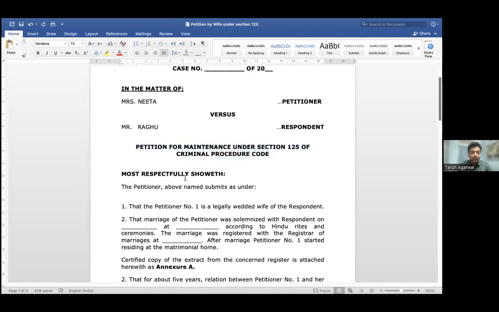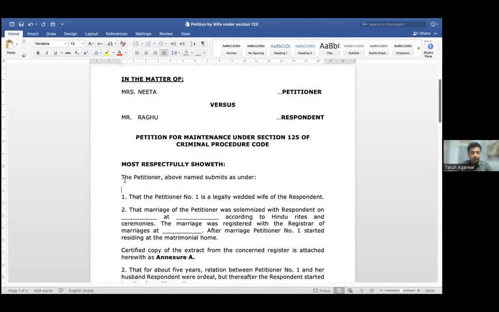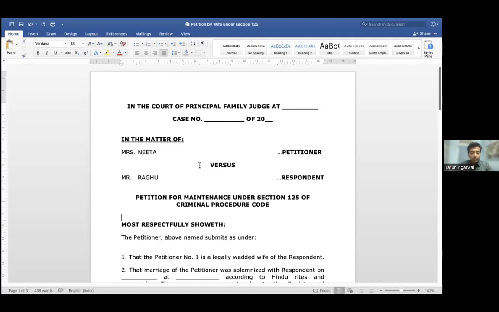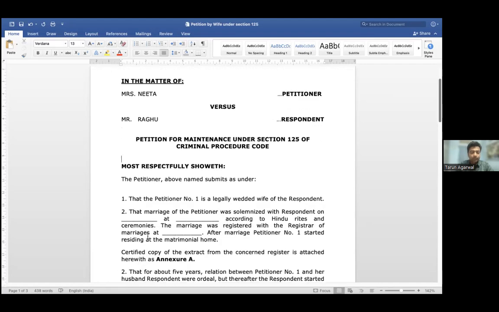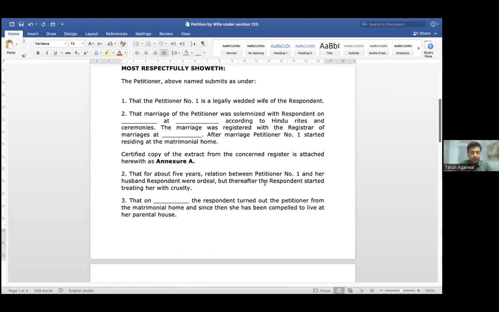Then comes the main part of the petition or application. I have not included the index or synopsis. I hope you have seen in your previous internship how an index and synopsis look. If you want, I will share that also. I'll share it with Riddhi and she can circulate it to all of you. So this is how a draft normally looks.